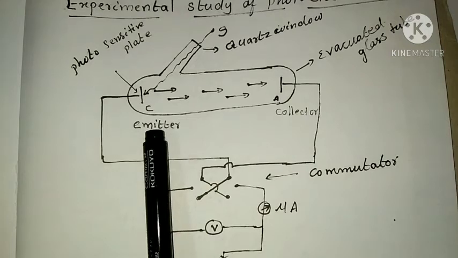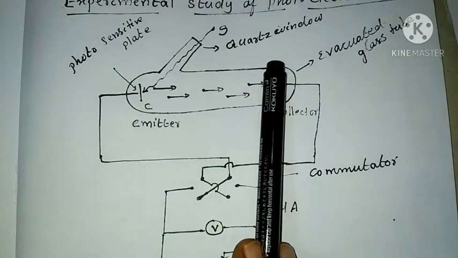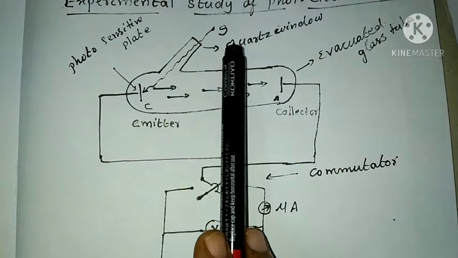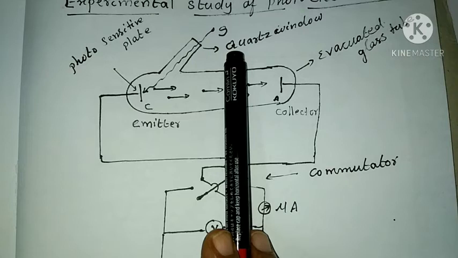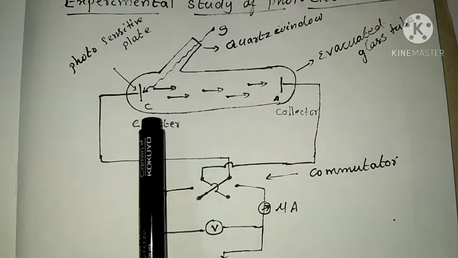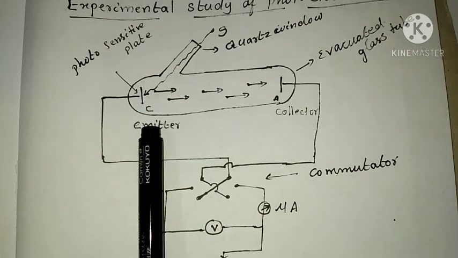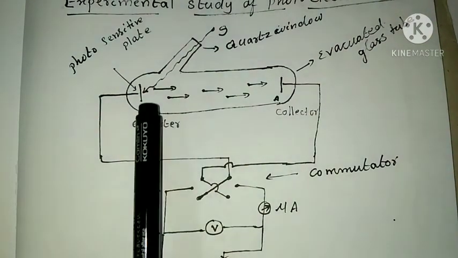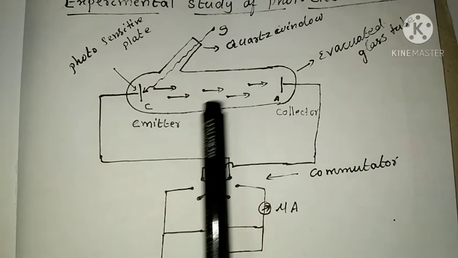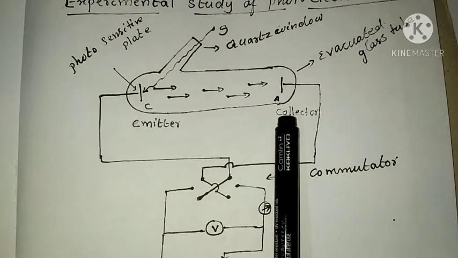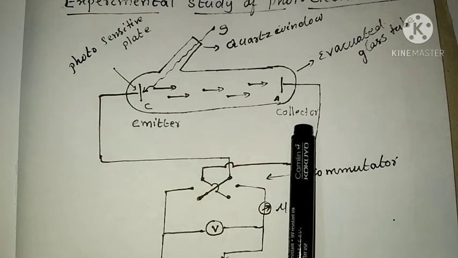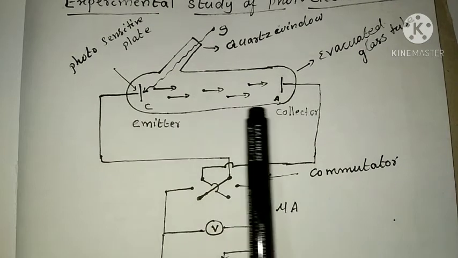Then what happens here? We are keeping the frequency fixed. From the monochromatic source, ultraviolet light is used as the monochromatic source of light. The light falls on this emitter plate, which is at negative potential. When the light falls on the emitter plate, electrons are emitted from it and collected by the collector, because the collector is at positive potential. That positive collector plate, the anode, attracts the electrons.